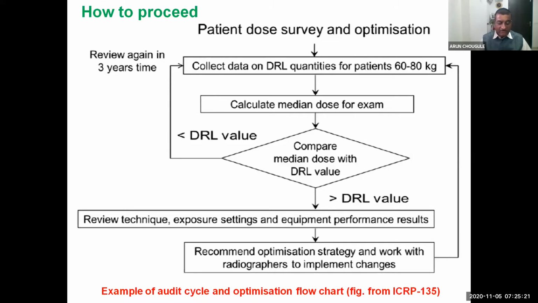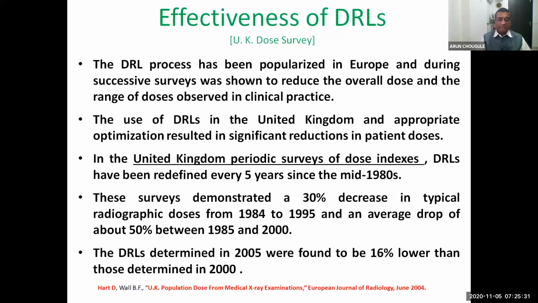An example of an audit is given in ICRP report number 135, which came out in 2017. So the effective diagnostic reference level, which many countries are using, and the UK survey report, what does it say? The DRL process has been popularized in Europe, and during successive surveys was shown to reduce the overall dose and the range of doses observed in clinical practice.